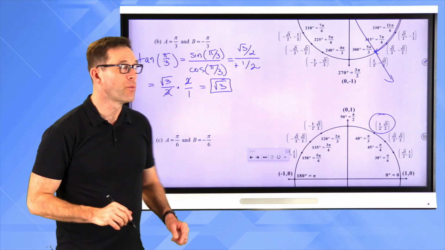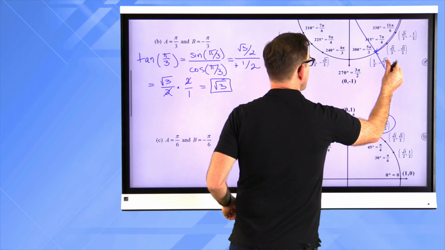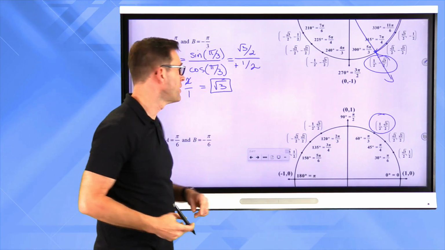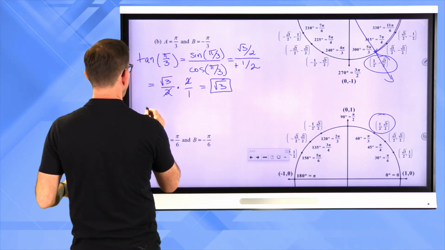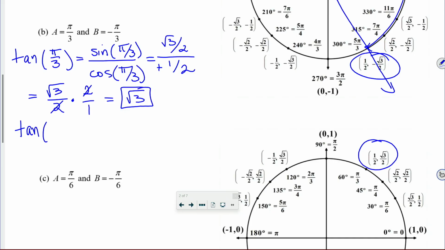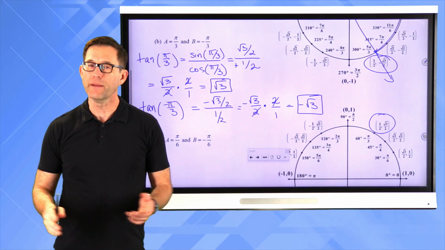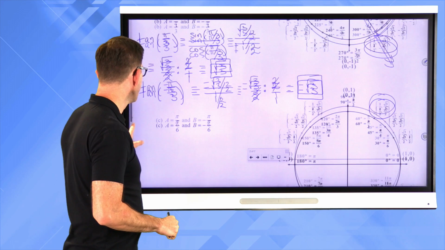Okay. Now if we want the tangent of negative pi over 3, we're going to be dealing with that coordinate pair, 1/2 comma negative square root of 3 over 2. So the tangent of negative pi over 3 is going to be negative square root of 3 over 2 divided by 1/2. That's going to be negative square root of 3 over 2 times 2 over 1. Those cancel and we get negative square root of 3. Great. All right, let's do one more.